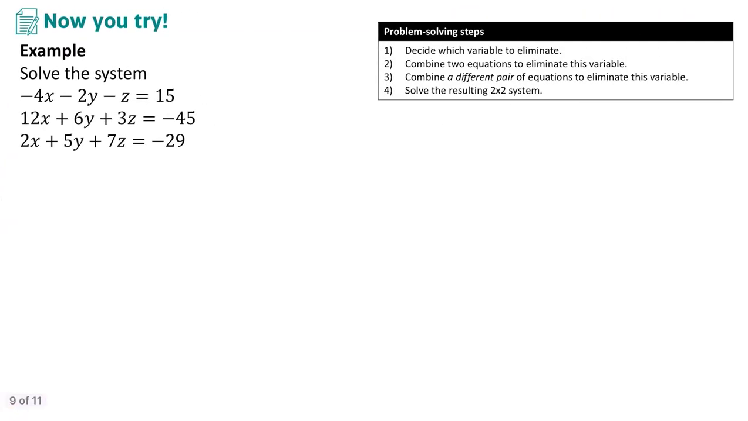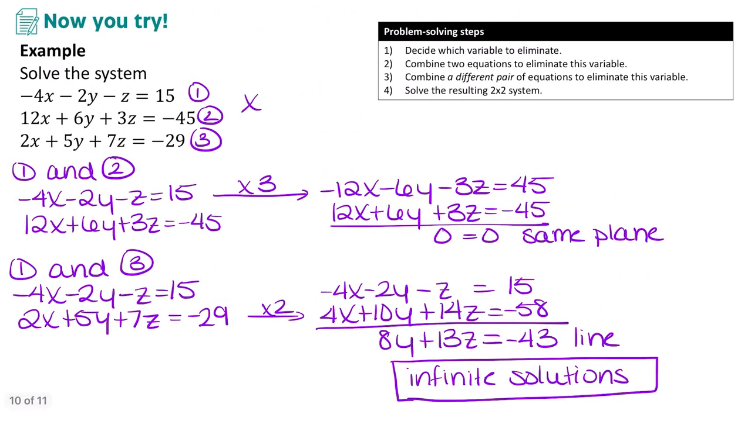So now you can go ahead and pause the video and try this example on your own. So when I solved this system, I decided to go ahead and eliminate x. So I first combined 1 and 2. So I did that by multiplying the first equation by 3. So when I did that, I got 0 equals 0. So I know that those two equations represent the same plane.